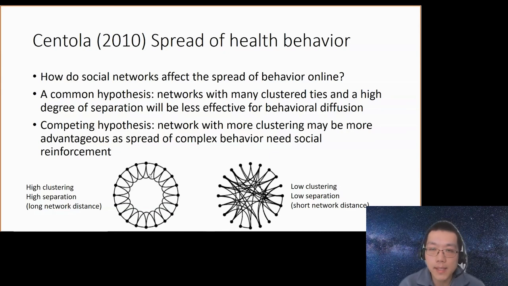But the competing hypothesis is that the network with more clustering may be more advantageous, as the spread of complex behavior needs social reinforcement. If you are talking about a more complex social behavior, such as adopting a health behavior or adopting an app, it might need more social reinforcement from your friends. If you see just one of your friends do it, you might not consider it. If you see two of your friends do it, you might start considering. But as you see more and more of your friends doing something, you're also more likely to do it. So it really needs that social reinforcement component. And if that's the case, the network on the left is actually more advantageous in terms of spreading behavior.